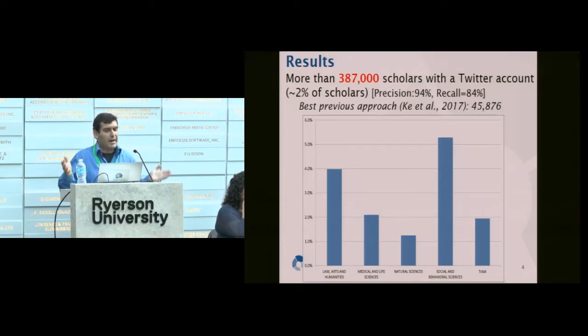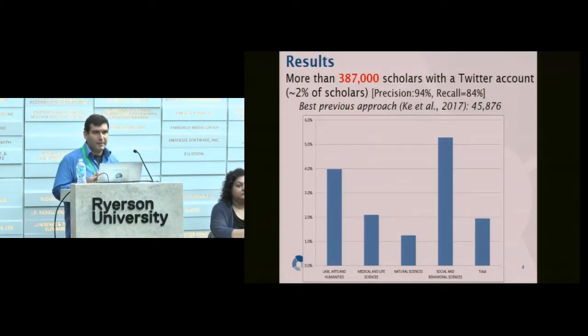But just as a comparison, the best previous approach that Tim mentioned before, done by Cassidy Sugimoto and Kim Chain in Bloomington, identified about 46,000 individual scholars. And again, it's not only about the size, that we have identified more scholars, it's that now we can link them back to their bibliometric profiles.